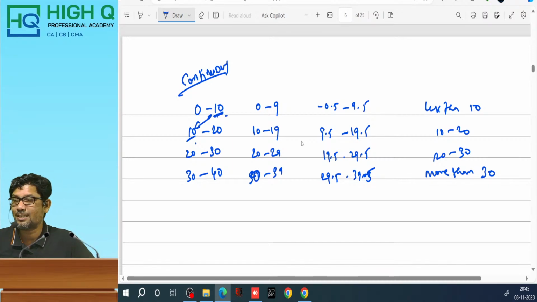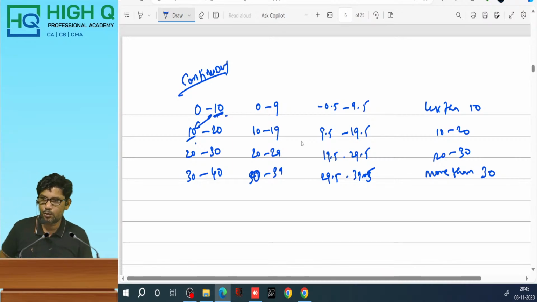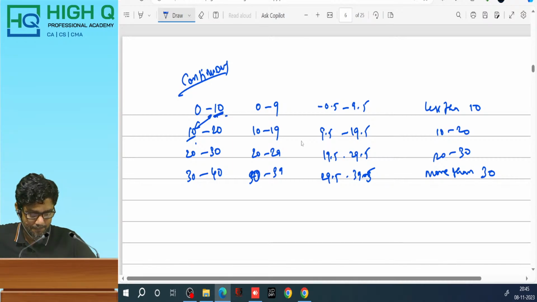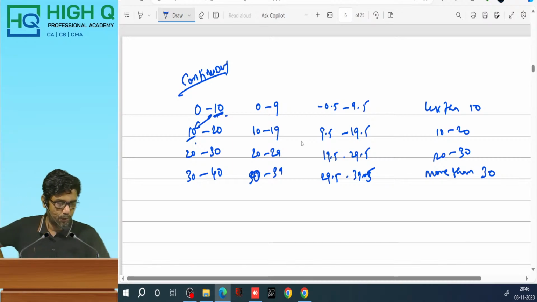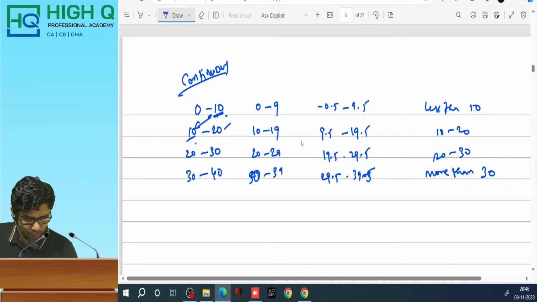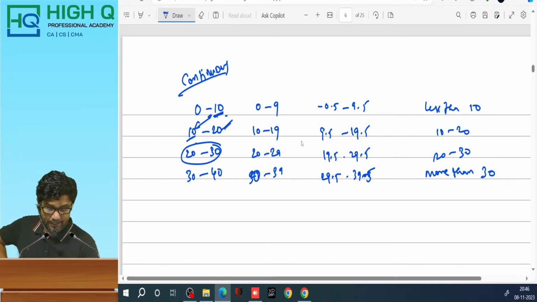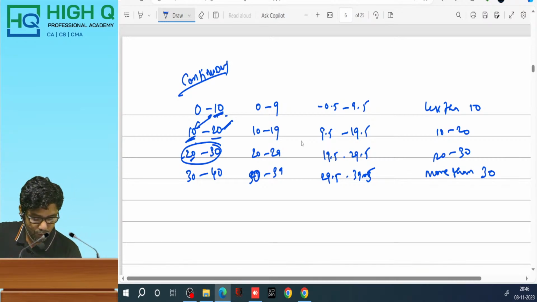If a student scores 20, where will you mark? Should I mark it in 10 to 20 or 20 to 30? Everyone is saying 20 to 30. Why I asked this question: 20 is here also, but you are including it only in one. In 10 to 20, we take whatever number is less than 20 only. We don't include 20 in this class.